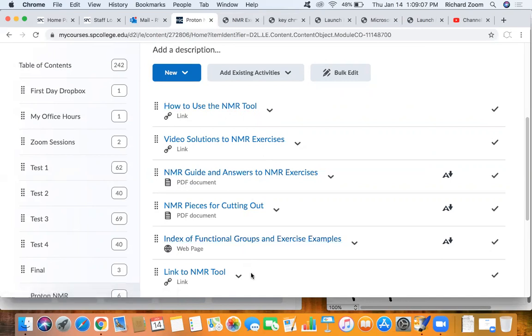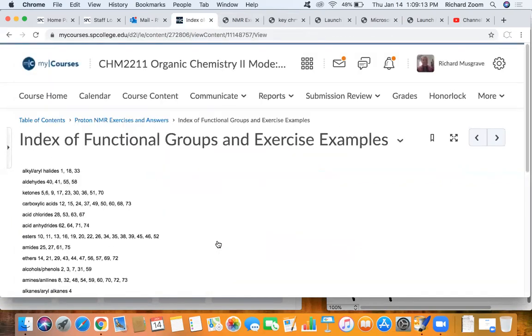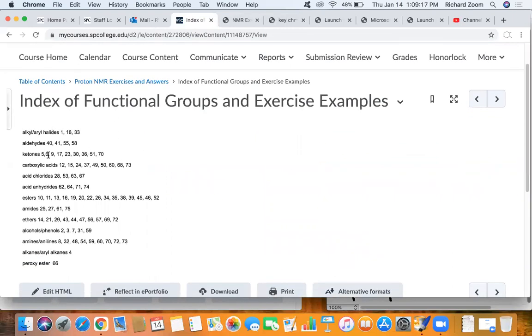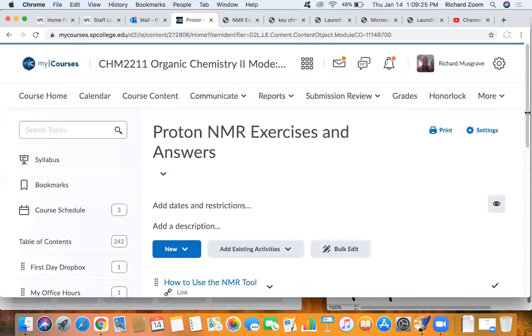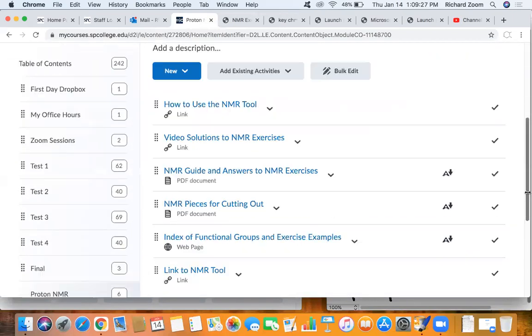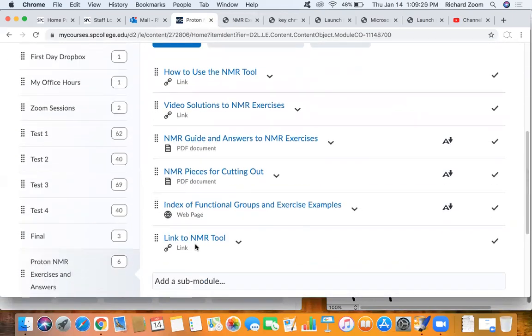And the other thing I have is this index of functional groups and exercise examples, where I've gone through and said what examples belong to what functional groups. That could be handy for later. It's not so much useful for right now for you, but it's useful for later. And then you've got the link here to the NMR tool, which is on my website.